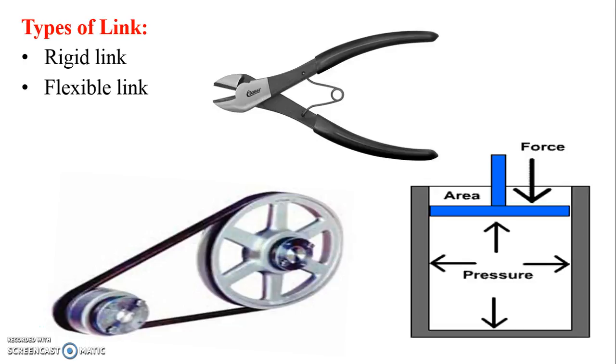The second type of link is the flexible link. A flexible link is one which is partially deformed in a manner not to affect the transmission of motion. The example for a flexible link, as shown in the figure, is a belt drive. The third type of link is the fluid link. A fluid link is one which is formed by having a fluid while transferring the motion from one body to another body.